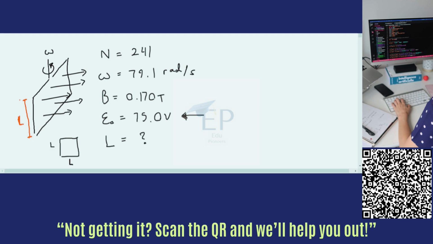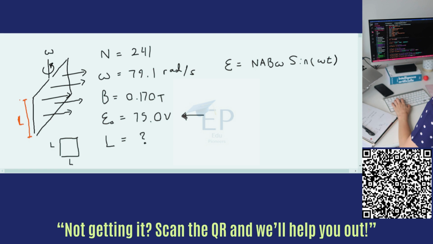Okay. So the first thing we need to recall is what the induced EMF is going to be for a spinning loop like this in a uniform magnetic field. And that's going to be given by E equals N times A times B times omega times the sine of omega t. So this will tell you the induced EMF in our AC generator at any given point in time t.